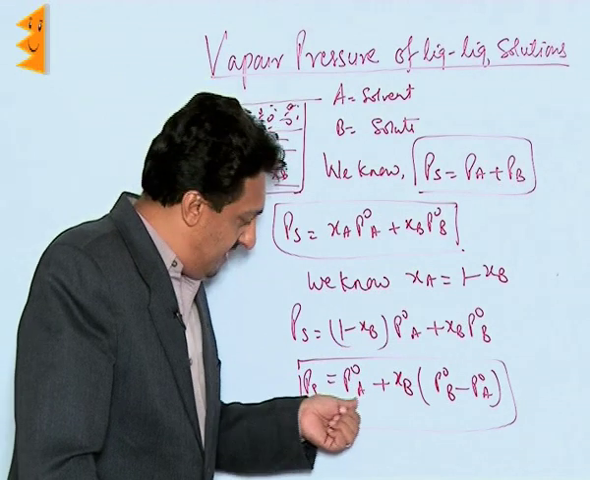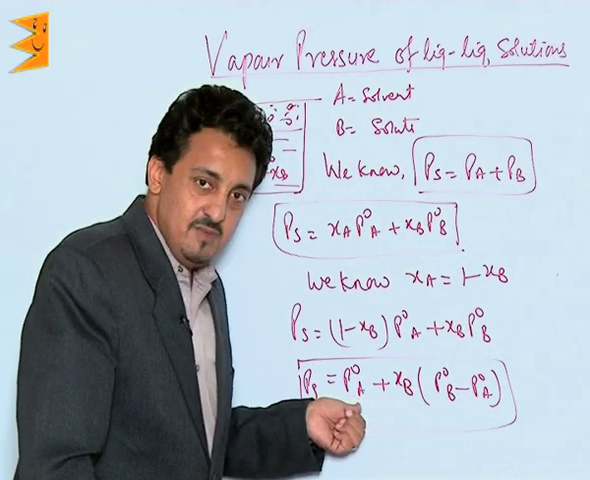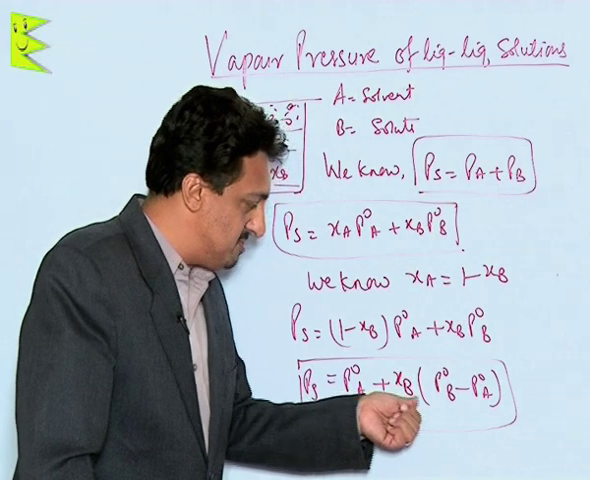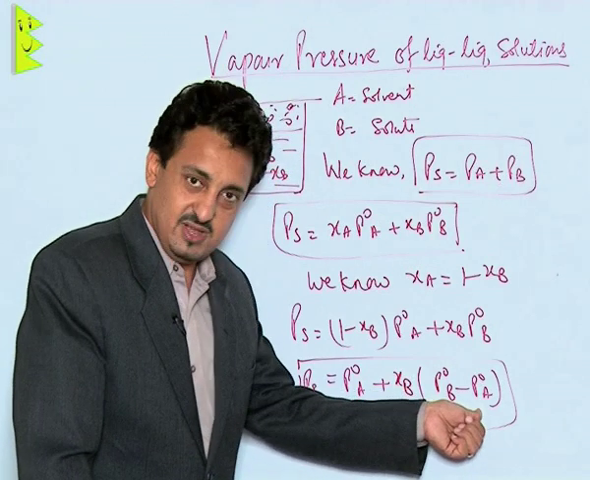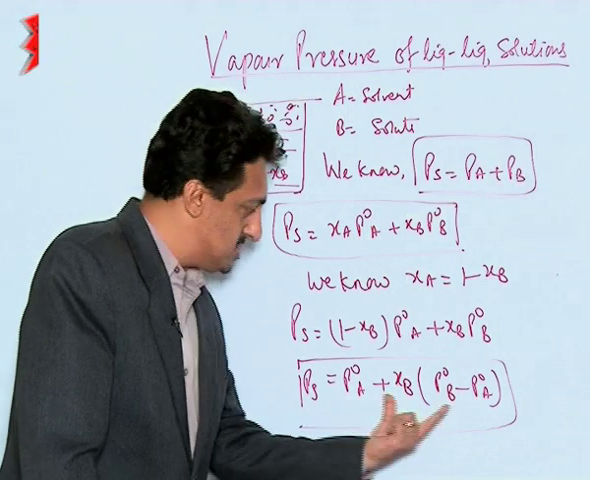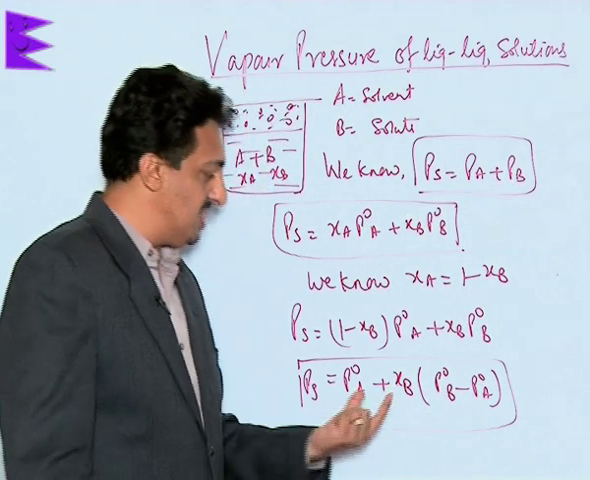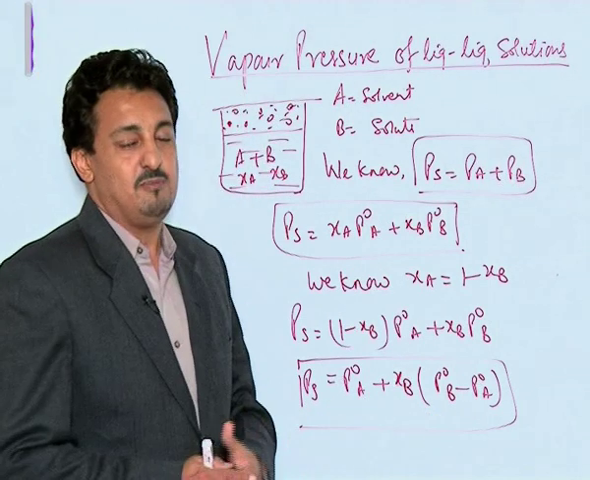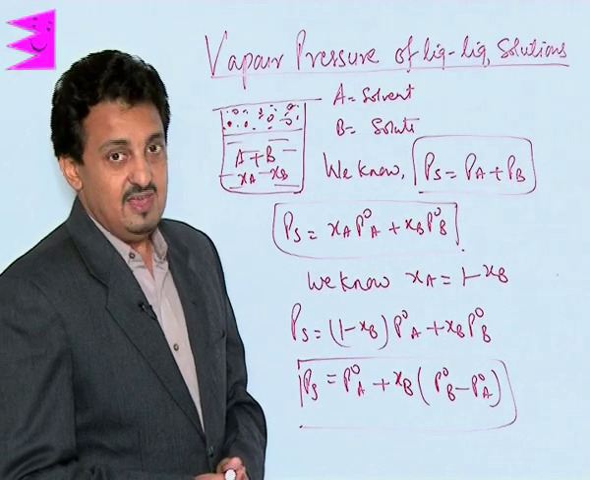How is it increased? We are adding something to this value, which is actually the product of XB and the difference P naught B minus P naught A. This is what it means that PS is greater than P naught A. How much? By this value. So this equation gives us a clear-cut idea that the vapor pressure of the solution gets increased.